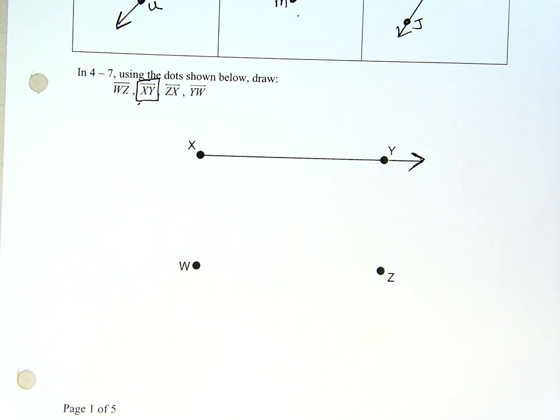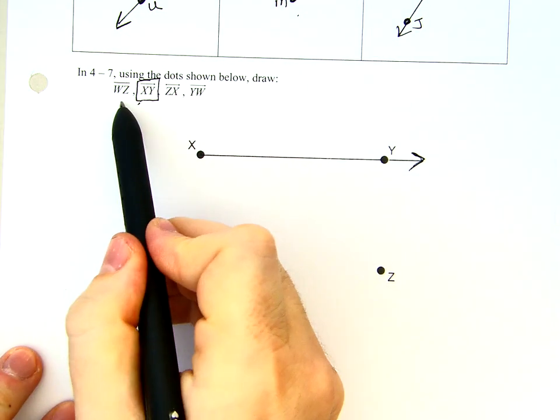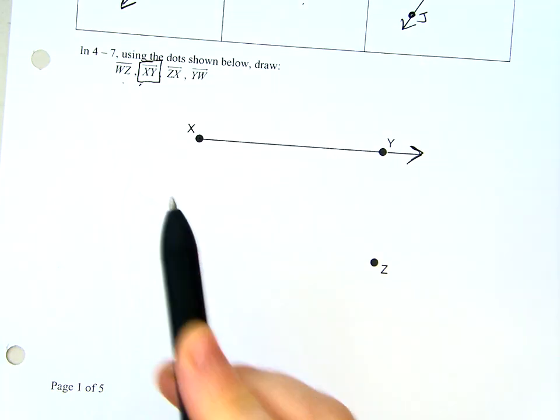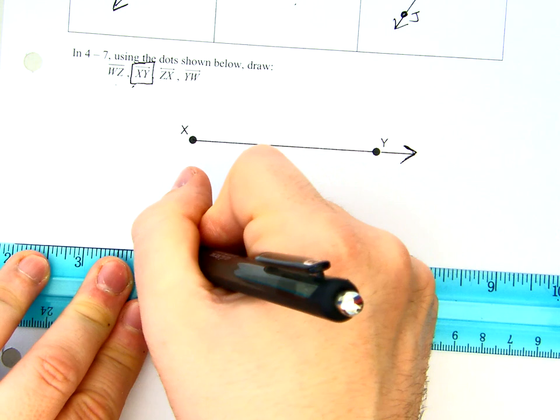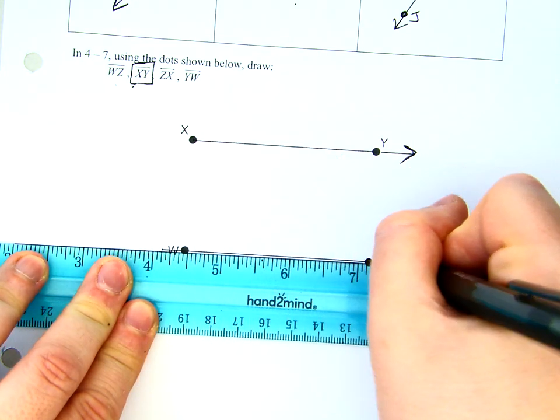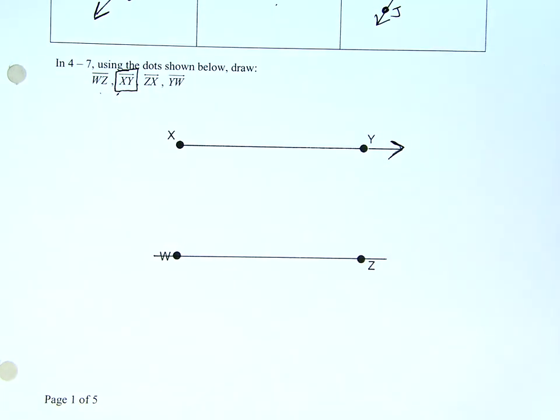Here we go. WZ, line, ray, segment. Which one? WZ. Segment, yeah. So, I am going to go do something like this. No arrows. Am I good or did I do something wrong? What were you saying? It's good? Aviana? Why am I wrong?